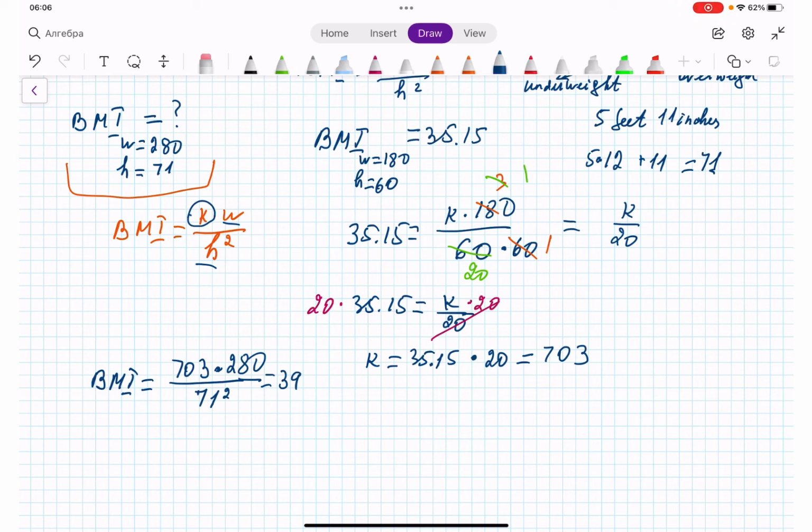It's above 25, right? Okay, and since it's asking to write the answer to the nearest tenth, then instead of 39, I'm going to write 39.0. Okay? All right, we are done with this problem and moving to problem number 15.